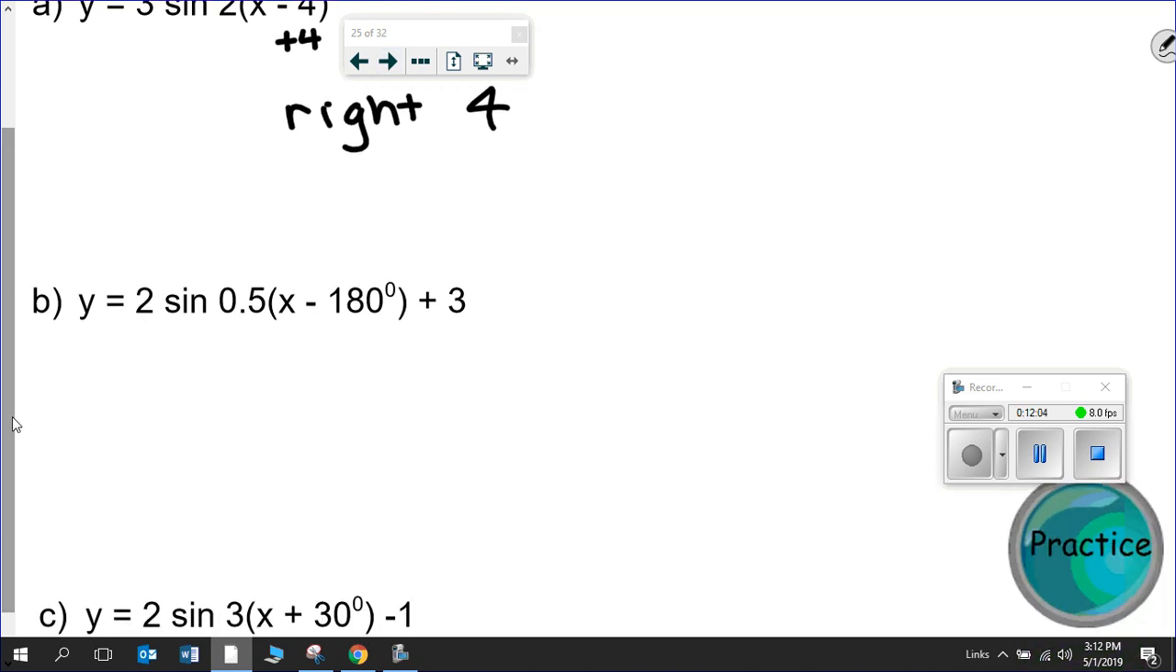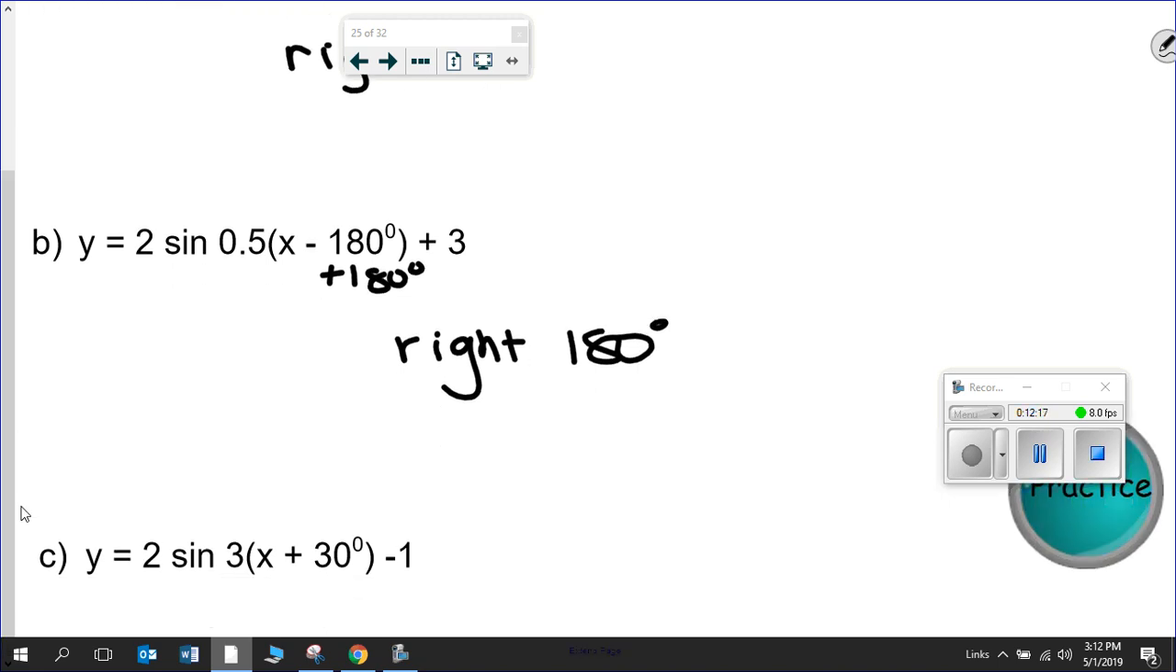In the brackets is a negative 180, so positive 180. Positive means to the right. I am going to move to the right 180 degrees. In the brackets is a positive, so that is like negative 30. Negative is left, so I am moving to the left 30 degrees. So right now you're going to go to practice 3 and just practice figuring out A, B, C, and D for some different equations and what they do.